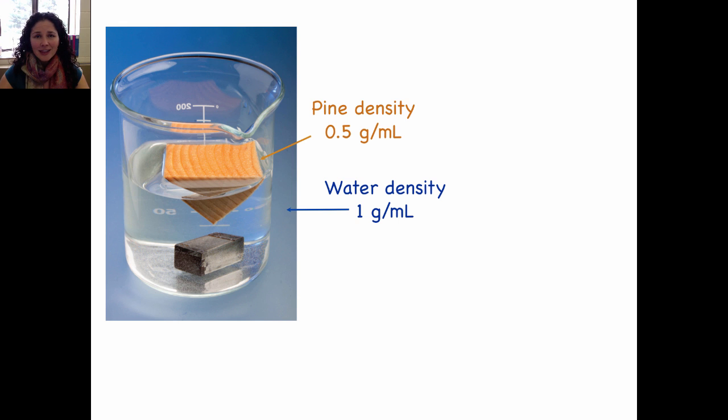On the other hand, things that have a higher density than water will always sink. Here's an example of a lead bar at the bottom of a cup of water. The lead has a density of 11 grams per milliliter. This is much higher than the density of water, and so the lead will sink.